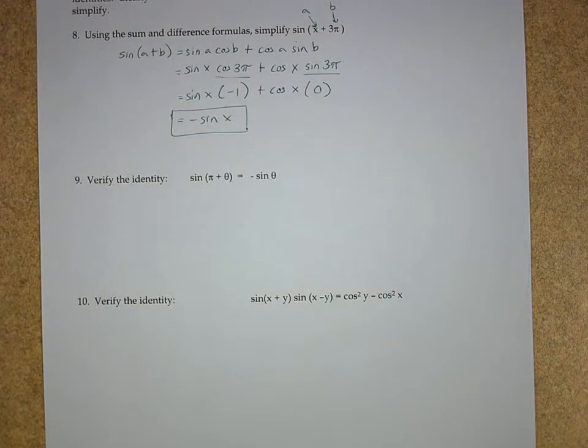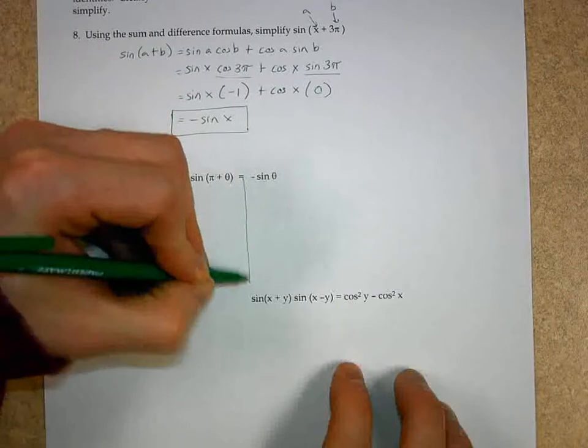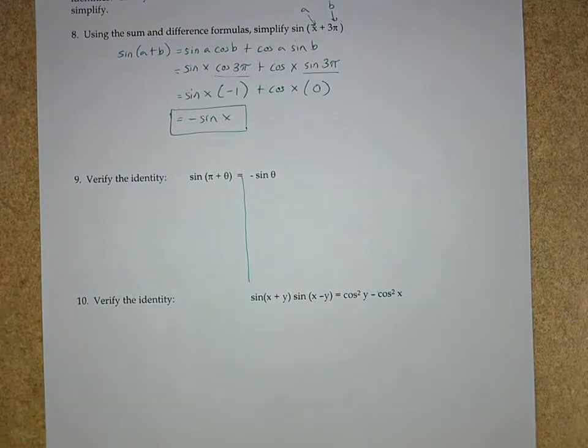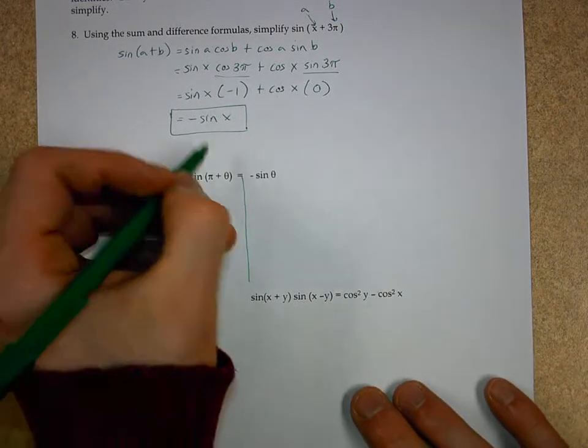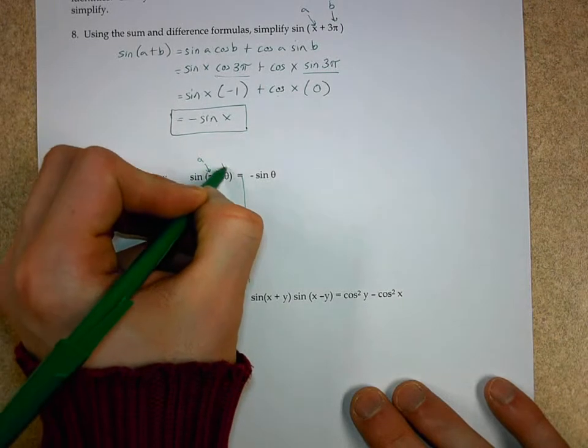Same idea with verifying the identity. This is the type of problem where we've got the equal sign. I'll draw my vertical line down, and then I'll simplify the more complex side to the more simple side. And here the more complex side is going to be the side that's got our a plus b.